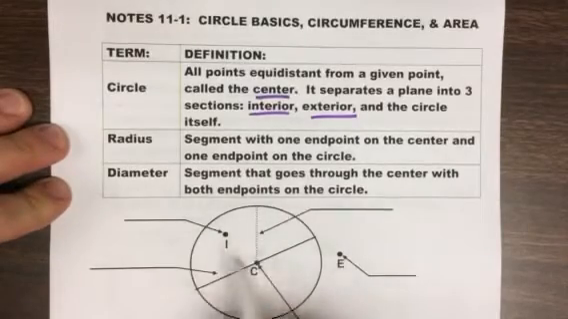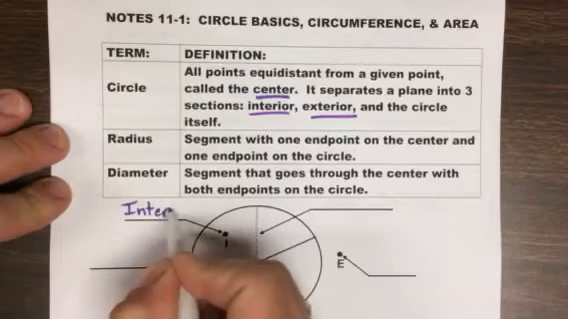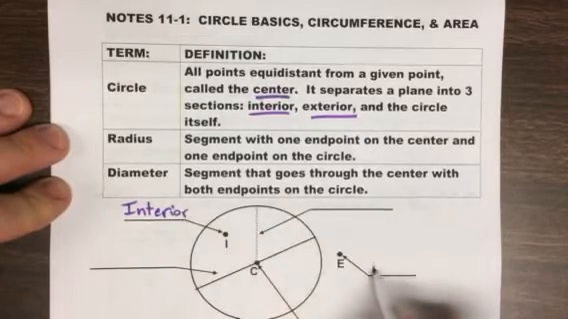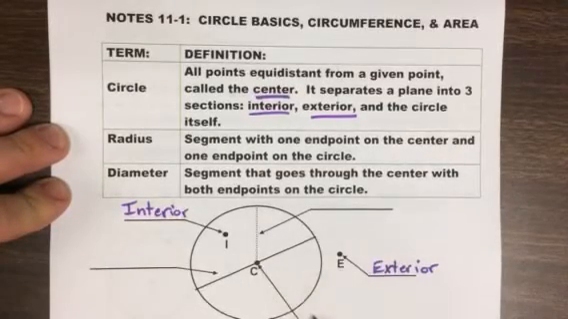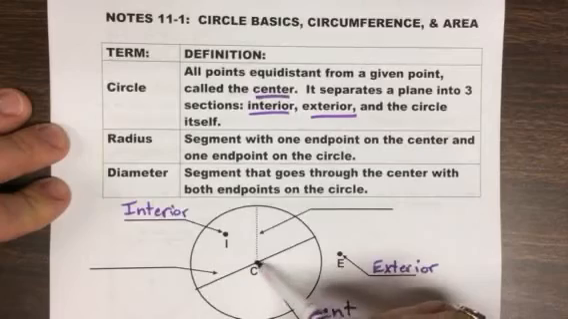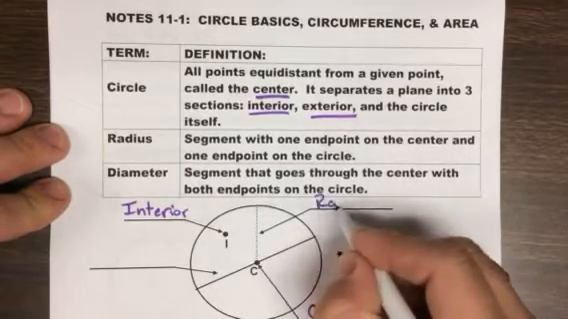If you look down below, this point I is in the interior. This point X is in the exterior. And this point C is the center. The radius is a segment with one endpoint on the center and one endpoint on the circle. C is the center, endpoint on the circle. This would be my radius.